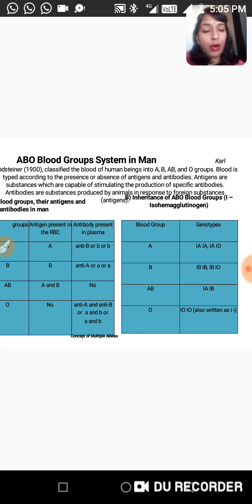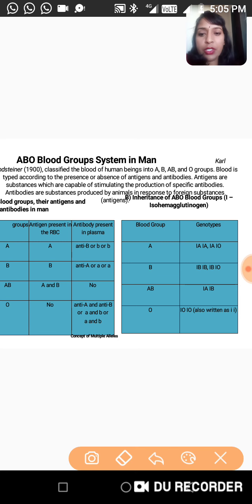Now in our own body there is an antigen, right? That antigen is specific for a particular person, and where is that antigen located? That antigen is located on the surface of RBCs, right? Now it triggers the synthesis of specific antibodies. Now what are antibodies? Antibodies are the substances produced by an animal in response to a foreign substance or the antigen. Right? Now here I have given two tables.